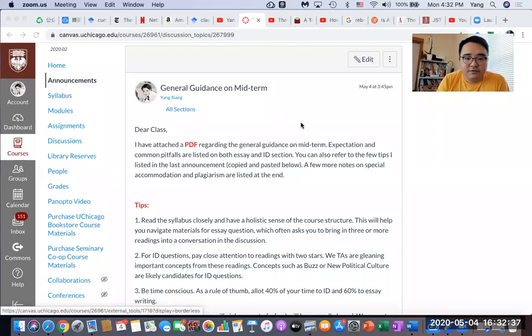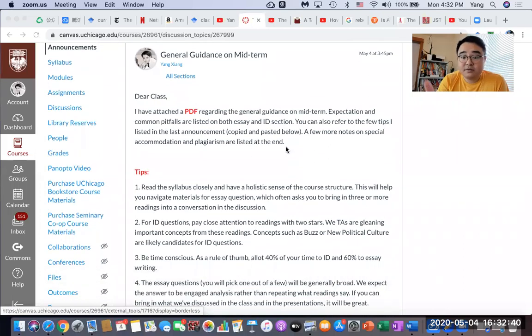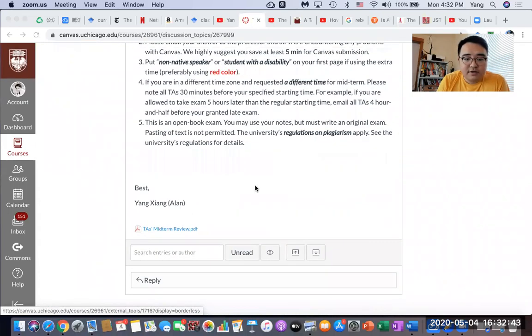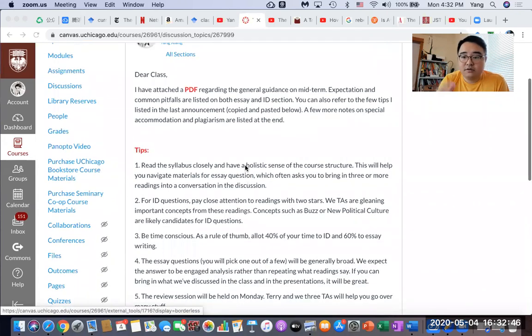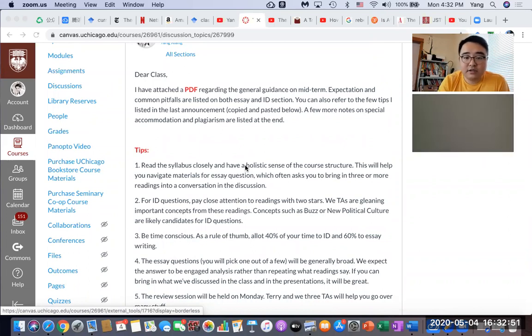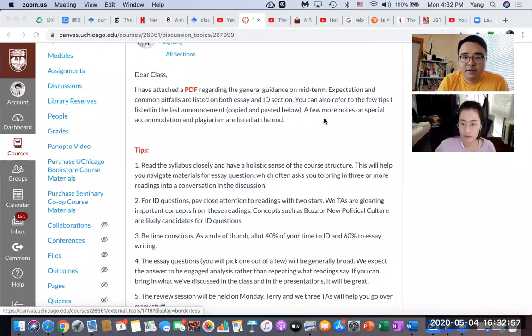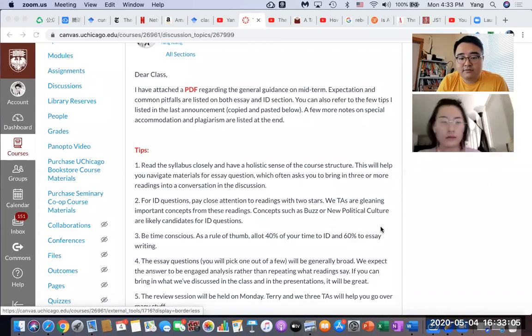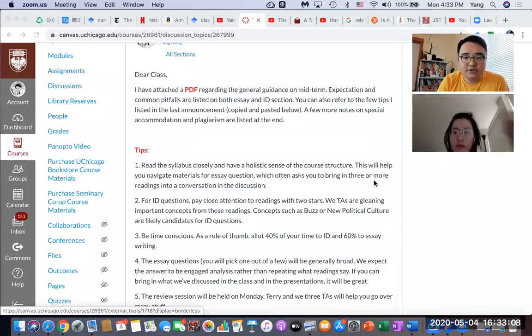So basically I have three things in here. A PDF attached. It will address some of your concerns on the essay question and ID question. We listed some expectations and common pitfalls on both sections, so you can have a sense of what you can do in ID. We want you to spend only 40% of your time on ID and 60% on the essay. Don't spend too much time on ID, since you can choose 4 out of like 10 or 12 concepts.